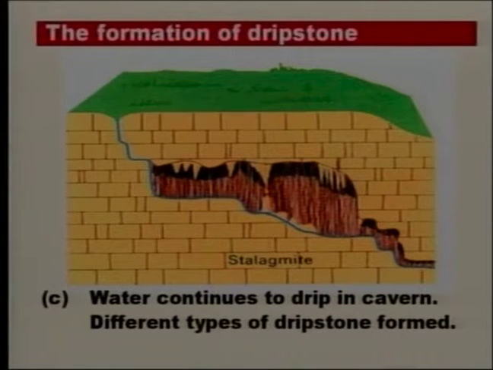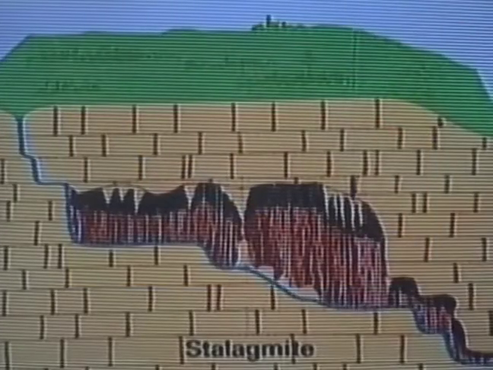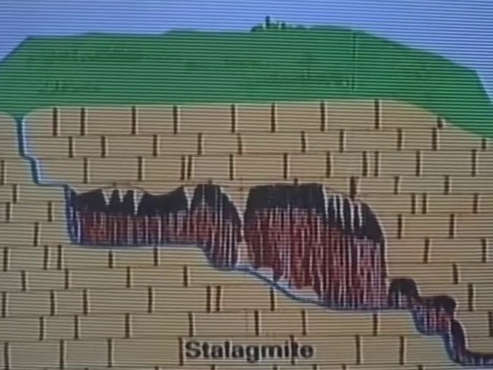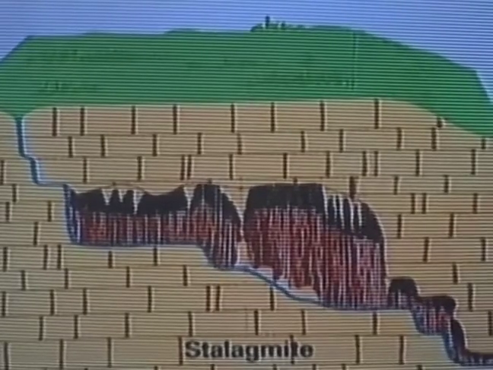Water continues to drip in the cavern or the cave, and now you can really see clearly the different types of dripstone which have been formed. Those that are formed from the top or the ceiling down are given the name stalactite, and those that are formed from the floor of the cave up are given the name stalagmite. So the stalactites and stalagmites are dripstones.